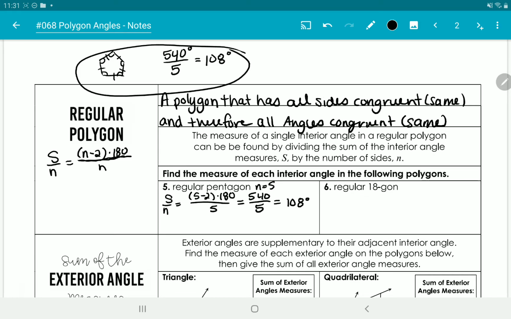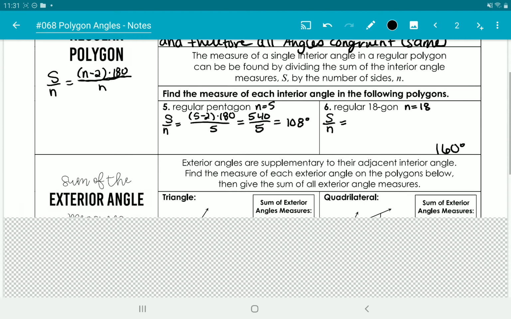Now a regular 18-gon. n is 18, so we're going to do s over n for that. I want you to finish that out. Use the formula over here, and tell me what you get. Pause it and figure that out. You should have gotten 160. So each angle in a regular 18-gon, with 18 sides and all angles and sides the same, is 160 degrees.